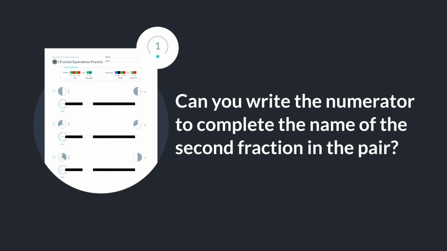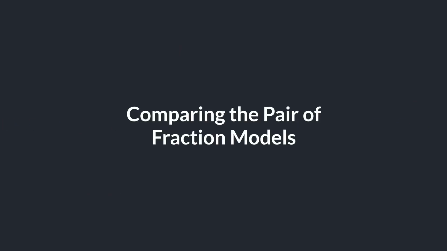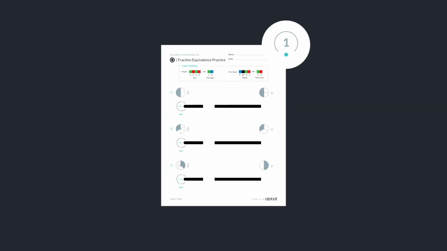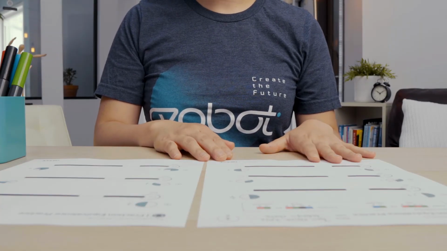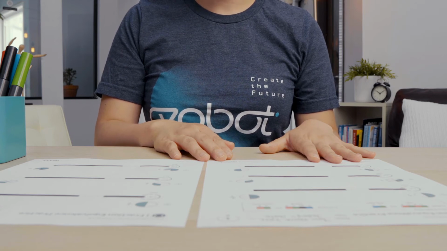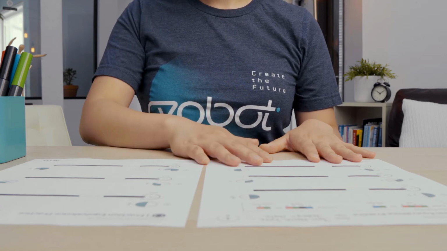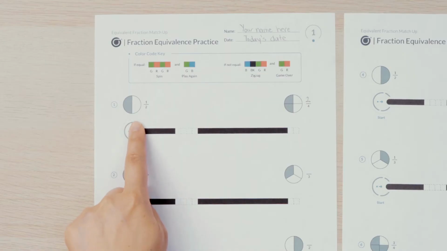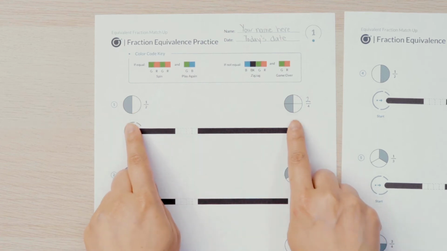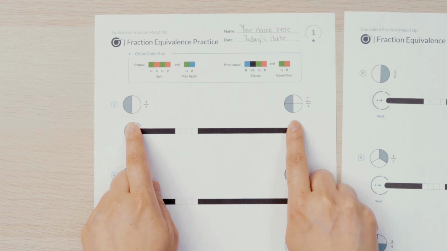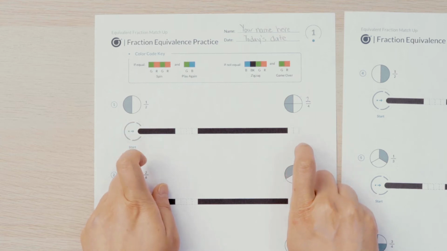Can you write the numerator to complete the name of the second fraction in the pair? Now that you know the names of both fractions, you will use the names and the fraction models to compare the pair. For the first example, the fraction on the left is 1/2 and the fraction on the right is 2/4. Look at the two fraction models. Are the shaded parts equal? Meaning, do they show the same amount, or are the shaded parts unequal? Meaning one shows more and one shows less.